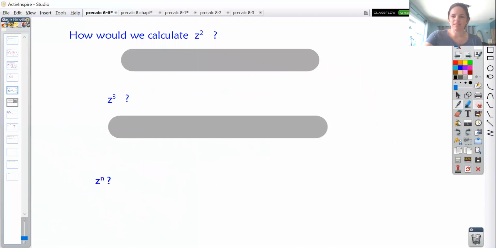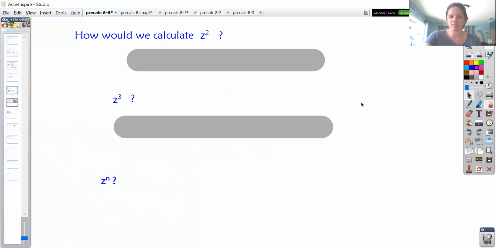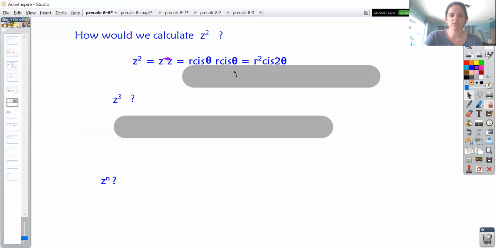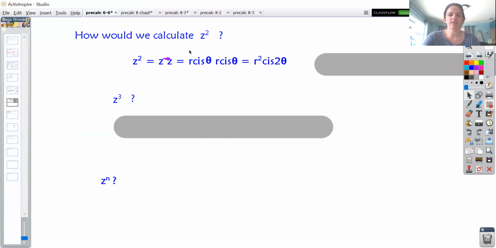What if I wanted to multiply z by itself? So instead of z1 times z2, I wanted to multiply z times z. So if z squared is simply z times z, and I already know the rules for multiplication, right? That this is just multiplication here. And so if I was just using those rules, then wouldn't I say that that's r cis theta times r cis theta, which would be r times r, and then you'd add the angles together, theta plus theta, which would be 2 theta. So it turns out that z squared is simply r squared cis 2 theta.